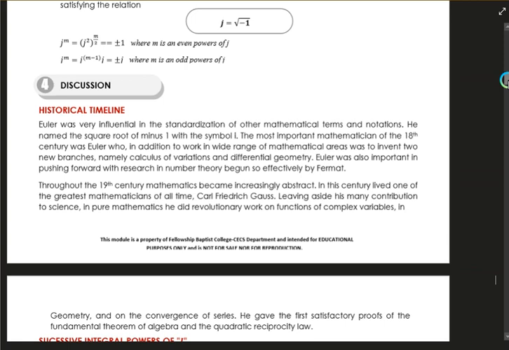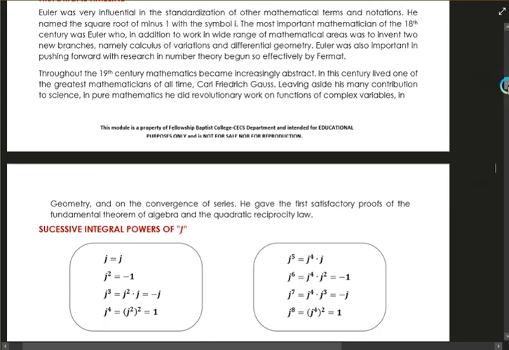Throughout the 19th century, mathematics became increasingly abstract. In this century lived one of the greatest mathematicians of all time, Carl Friedrich Gauss. Leaving aside his many contributions to science, in pure mathematics he did revolutionary work on functions of complex variables, in geometry, and on the convergence of series. We have the first satisfactory proofs of the fundamental theorem of algebra and the quadratic reciprocity law. Looking at this timeline, the most important people are Carl Friedrich Gauss and of course Euler.